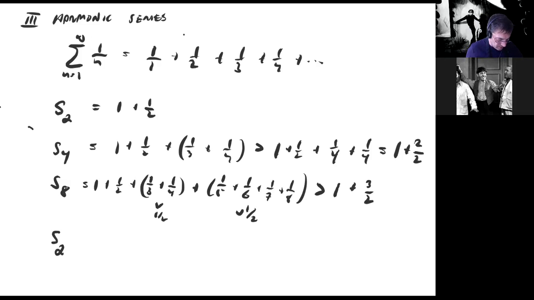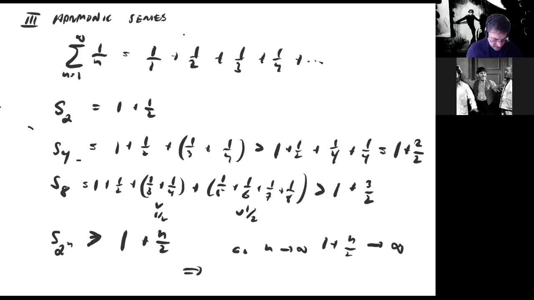The 2 to the nth partial sum of this series, the harmonic series, is strictly bigger than 1 plus n over 2. So as n goes to infinity, 1 plus n over 2 blows up. It goes to infinity. Therefore, that implies that S sub 2 to the n goes to infinity. So in other words, the series diverges. That's what we just showed.